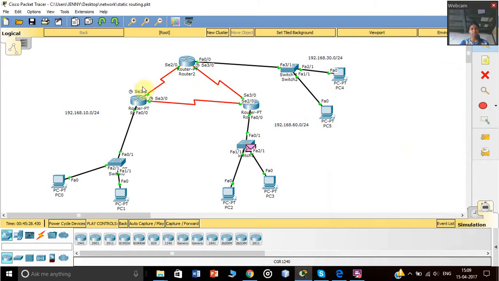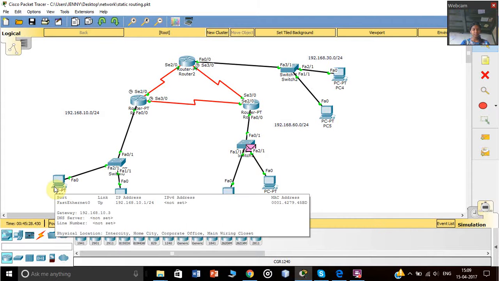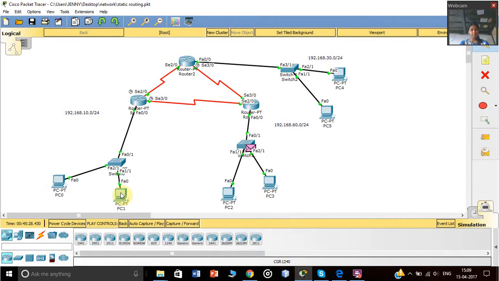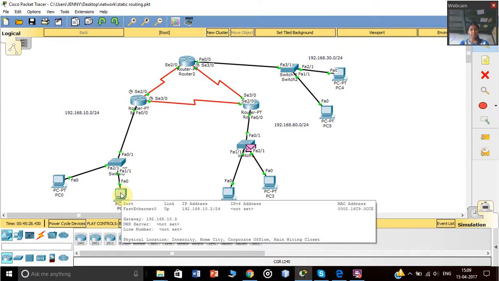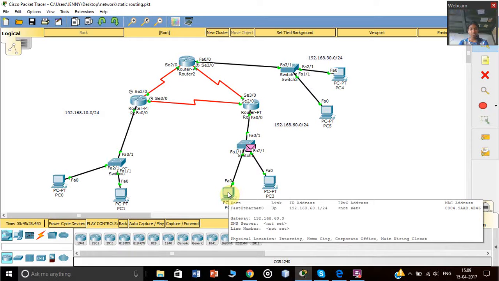Over here there are 3 routers which are attached to 3 switches. Each switch is attached to 2 PCs as shown. Each PC has its own IP address. Over here the IP address is 192.168.10.1 and the gateway is 192.168.10.3. The IP address over here is 192.168.10.2 and the gateway is 192.168.10.3.